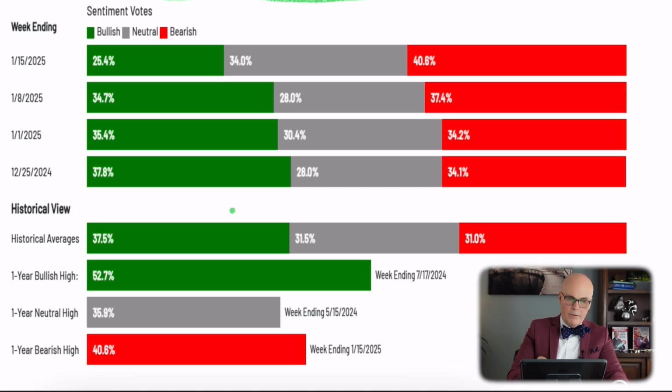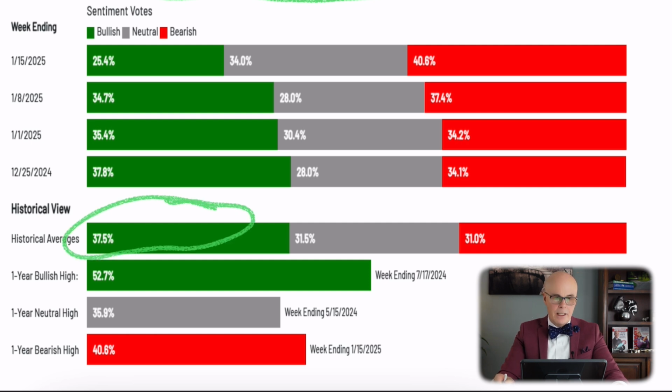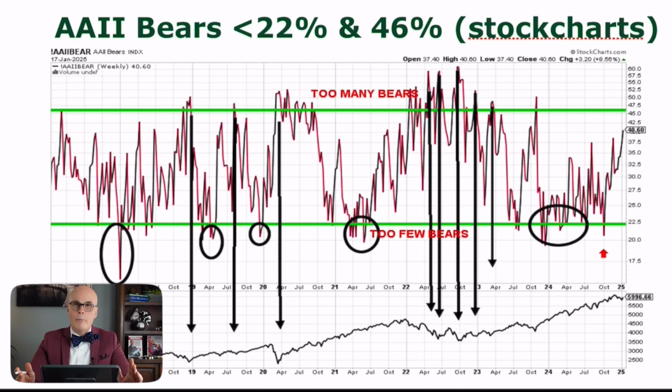Now, the average reading of market bulls using the AAII survey is around 37%. There's usually about 37% of their group of investors who are surveyed that are bullish, and there's about 31% that are bearish, and then the balance are neutral. Let's take a look at the AAII bear survey. Now remember, this is just isolating the number of bears that came out in this survey. What we found is that if the American Association of Individual Investors survey shows less than 22% bears, that can be considered too few bears. In other words, retail investors are too optimistic. Reverse is true as well. If there's over 46% bears, that tends to indicate that there's too many bears, and that usually indicates market bottoms.